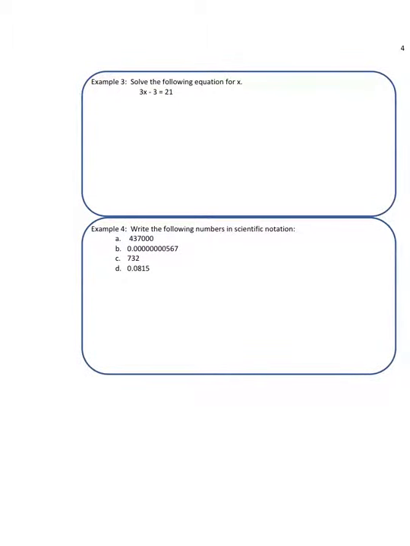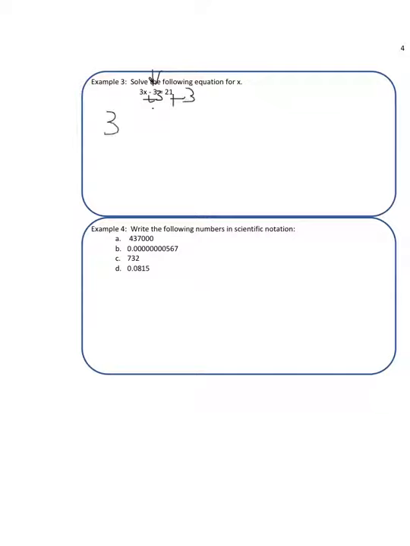Okay, example 3. It says solve the following equation for x. In order to solve for x, we must get x by itself. Right now, we have 3x minus 3 equals 21. In order to isolate the x, we must get rid of this minus 3 here. In order to get rid of it, let's add 3. Okay. But remember, we must add 3 to both sides.